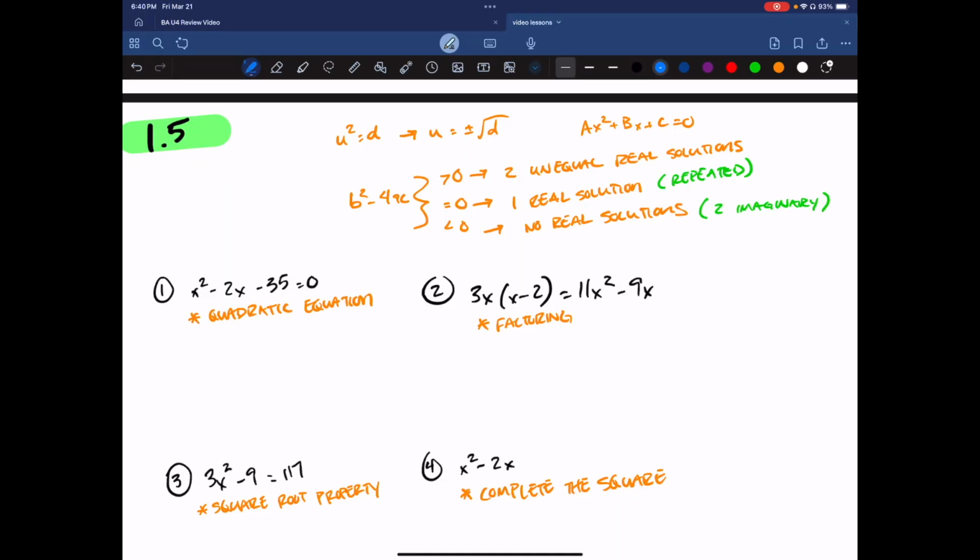All right, guys, welcome to 1.5. In 1.5, we're looking at a bunch of quadratics. A couple of things that I want to make you aware of first.